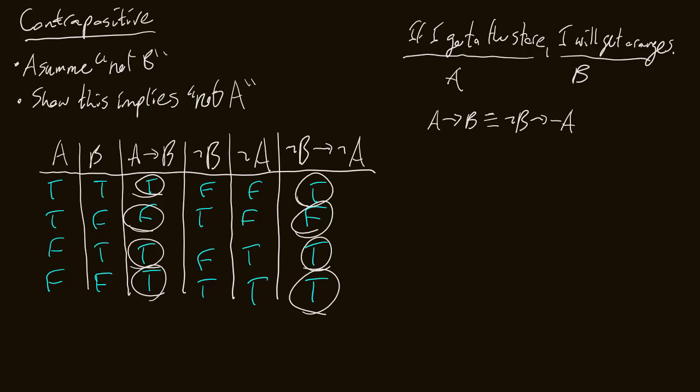So let's think about not B for a second. I did not get oranges. Therefore, I did not go to the store. And that should make sense. Think about it. I didn't get oranges. Well, we know that if I went to the store, I 100% am coming back home with some oranges. So if I did not get oranges, then there's no way I went to the store. Because if I did go to the store, I'd have some oranges. Does that make sense? I really hope that makes sense, and I'm not just talking about oranges for no reason.